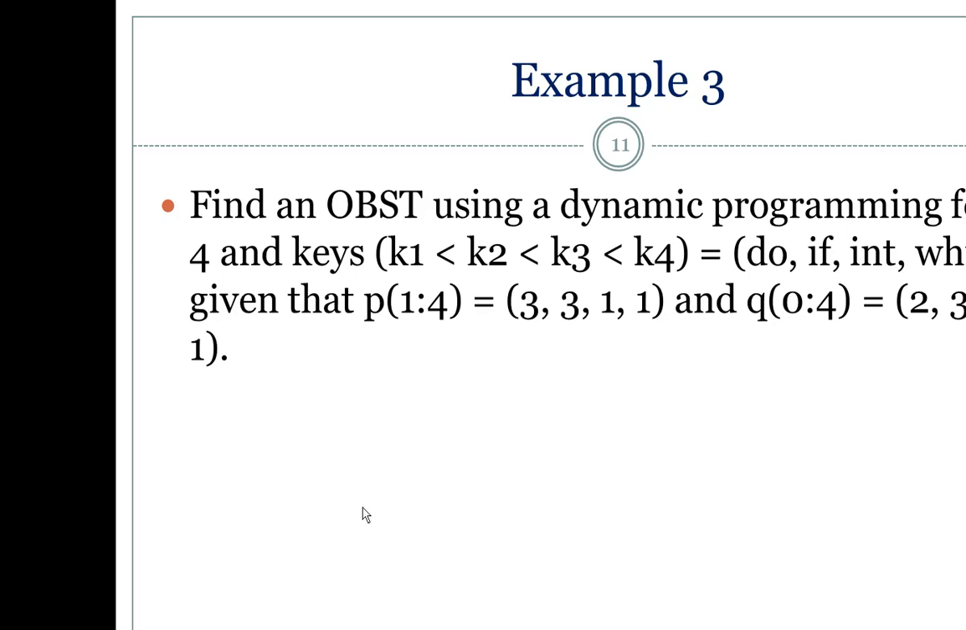Find OBST using dynamic programming for n equal to 4 keys. So there are 4 keys, K1, K2, K3, K4, and the keys are do, if, int, while. Having the probability for successful search, P is equal to 3 3 1 1, and for unsuccessful search the probability is given as 2 3 1 1 1. Now how to find out?